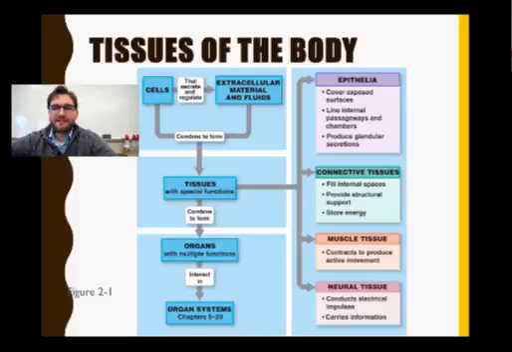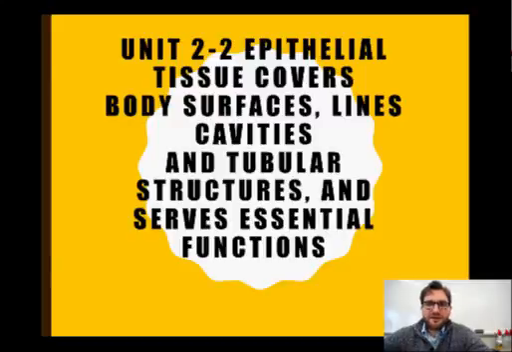It also lines internal passageways and chambers, and it produces glandular secretions. Connective tissue fills the internal spaces of your body. It provides structural support, and it also stores energy. Muscular tissue is responsible for contracting to produce active movements, and neural tissue conducts electrical impulses, so it carries information. We're going to start with specifically talking about epithelial tissue.